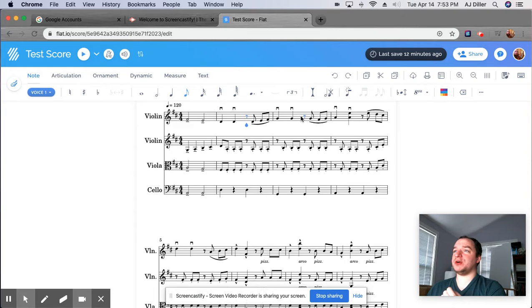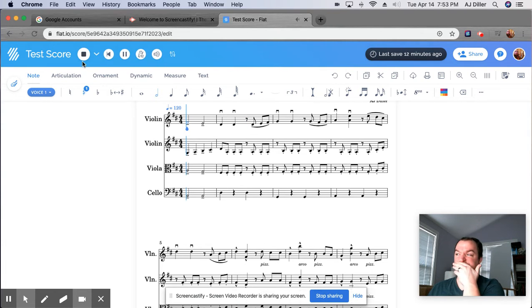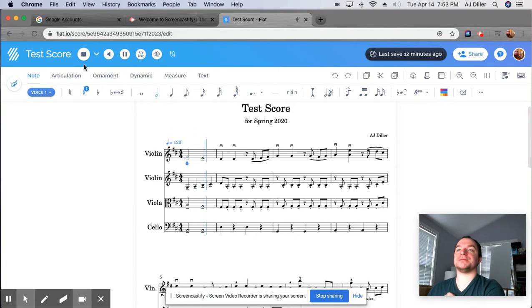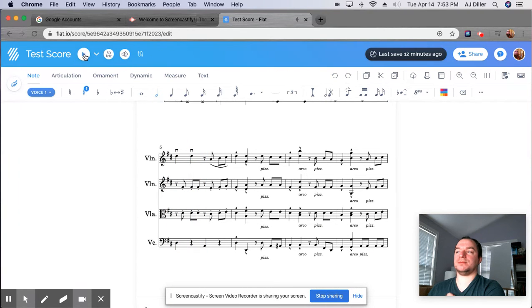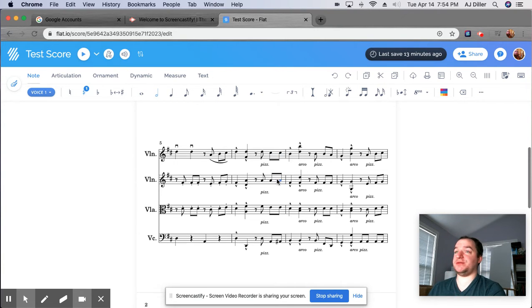Now I did a 4 measure right here, 2, 3, 4, sort of question phrase. Let's listen to it and see if you feel like it's over at that point. So, I mean, it sort of sounds over, but it wants to go on. So I'm going to go on to my answer phrase.